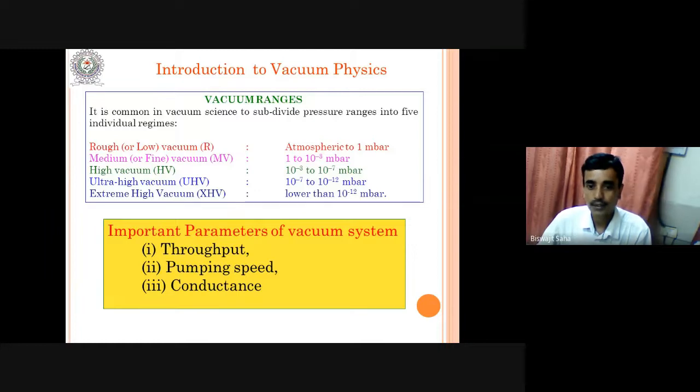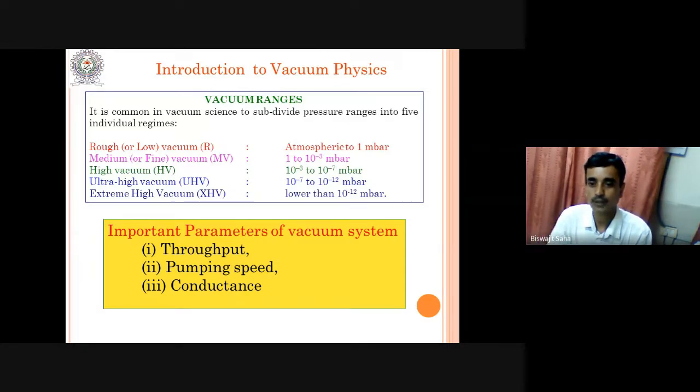If one can create a pressure inside a system lower than this, say 1 to 10 to the power minus 3 millibar, basically 10 to the power minus 6 bar, then it is called medium vacuum, MV. If we can produce a chamber having pressure as low as 10 to the power minus 3 to 10 to the power minus 7 millibar, that is called high vacuum. And moving to the next stage, 10 to the power minus 7 to 10 to the power minus 12 millibar is ultra high vacuum. And extreme high vacuum will be lower than that.